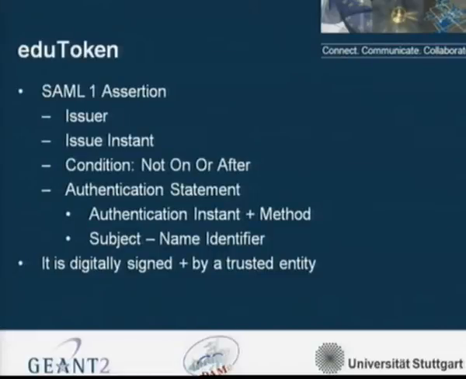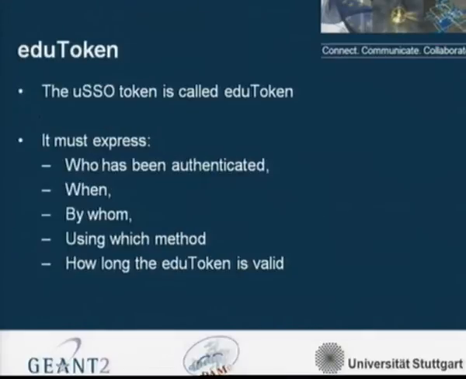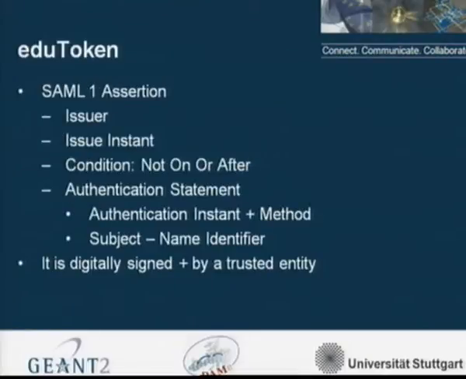When I now look at how a SAML1 assertion with an authentication statement looks like, we have one issuer, we have an issue instant, we have a condition, not on or after. We have an authentication statement in this special kind of assertion. That has an authentication instant and method, and we have a subject, that's the name and identifier. And that is, if you look back, exactly the thing that we want to express with our token. And as SAML is a language that edugain was using already, it was easy to choose this as a format for our token.